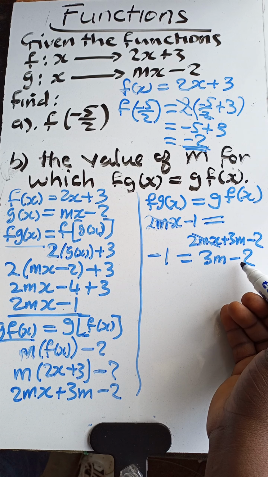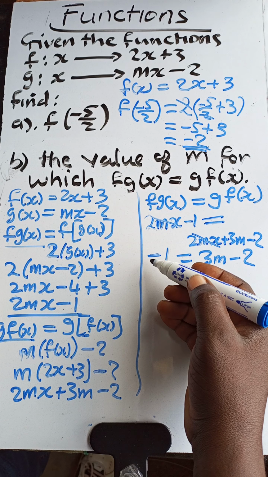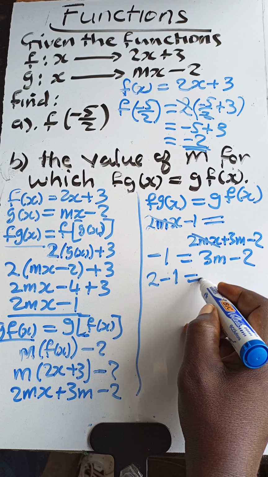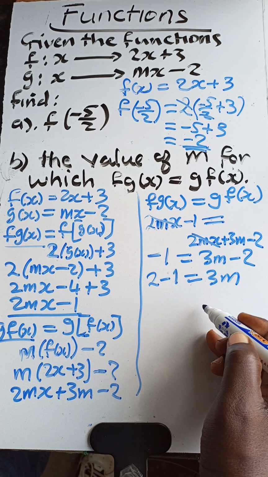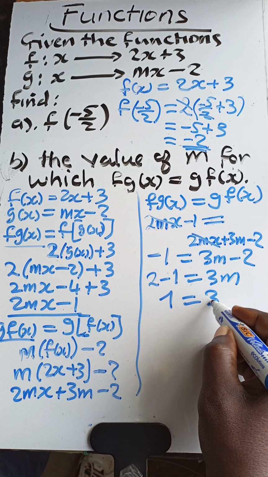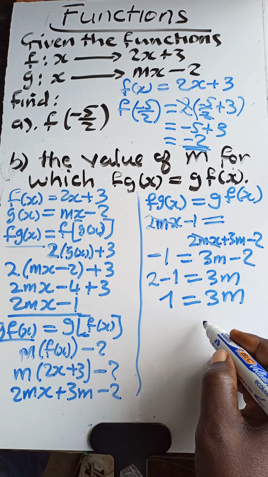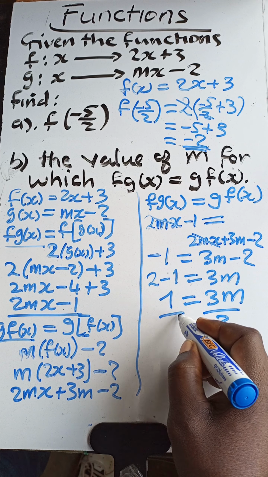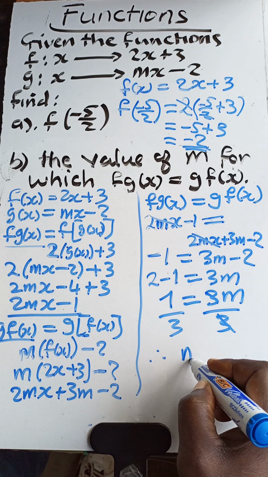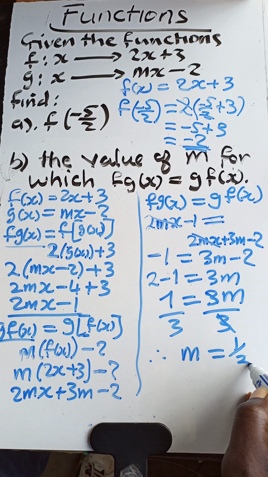Now we take this negative 2 to the left. It becomes positive 2. 2 minus 1 is equal to 3m. 2 minus 1 is 1. So we have 1 is equal to 3m. To have m, we divide both sides by 3. Therefore, you can see 3 cancels. Therefore, the value of m is 1/3.